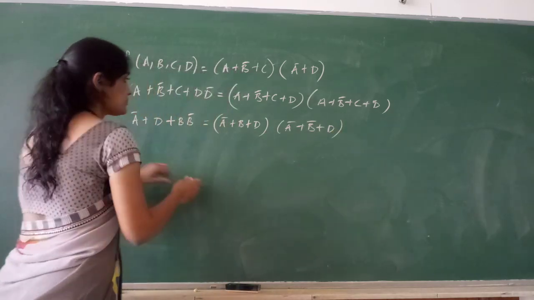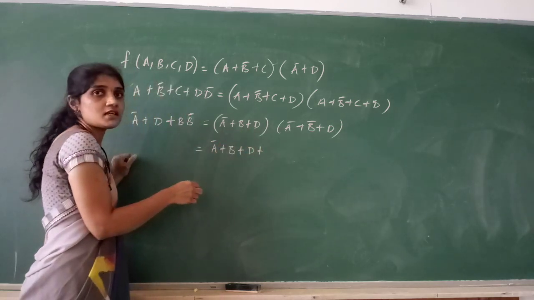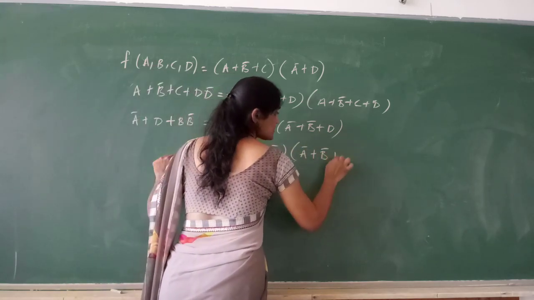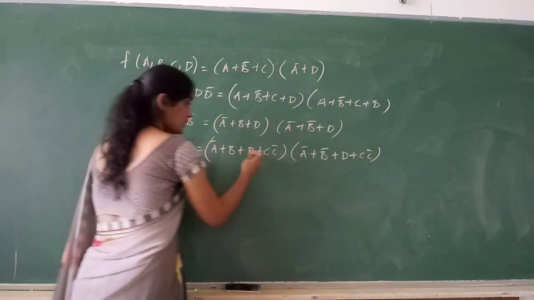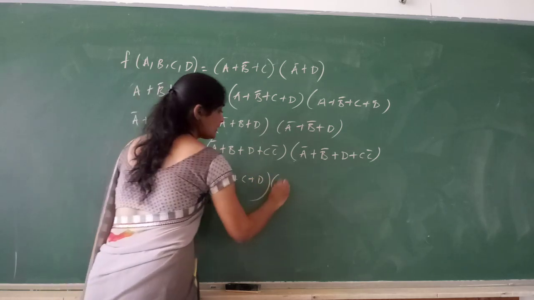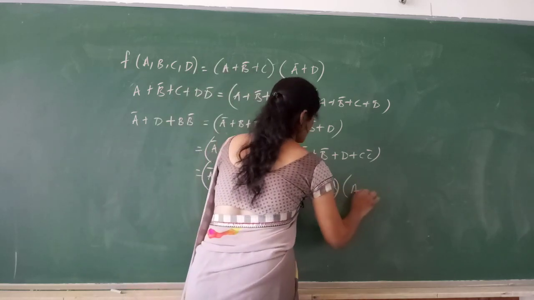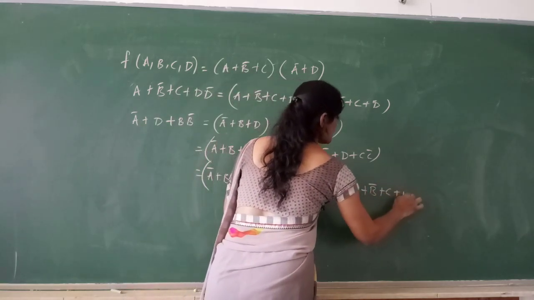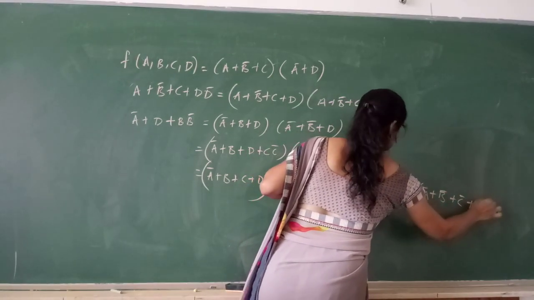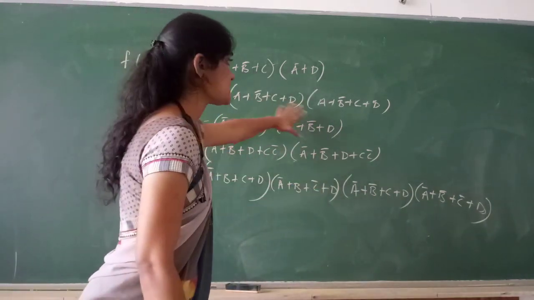Now again take the two terms. For A bar plus B plus D, what is missing here? C is missing, so C bar. Again here, what is missing? C is missing, so C bar. Again expand: A bar plus B plus C plus D, A bar plus B plus C bar plus D. Similarly, A bar plus B bar plus C plus D into A bar plus B bar plus C bar plus D. Now write the final equation by combining these four terms as well as these two terms.